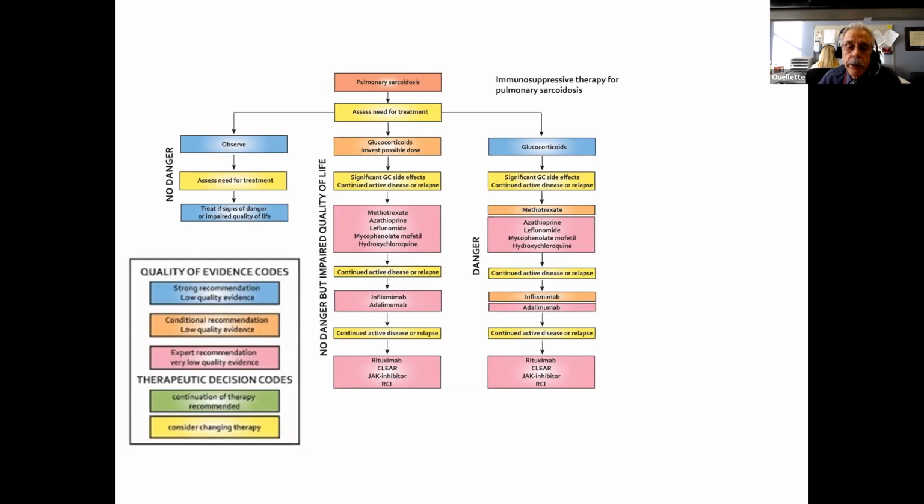If the patient has significant side effects, or if they have continued active disease or relapse, you might choose a second-line agent that is listed in the expert recommendation box next. Methotrexate is listed at the top of that list because it's probably the preferred choice. If your patient instead would have pulmonary sarcoidosis with danger, you should use the right-hand column, which gives a strong recommendation for using glucocorticoids at first. In this group of patients, methotrexate or infliximab in that order would be good choices if the patient has glucocorticoid side effects or if they have continued active disease or relapse.